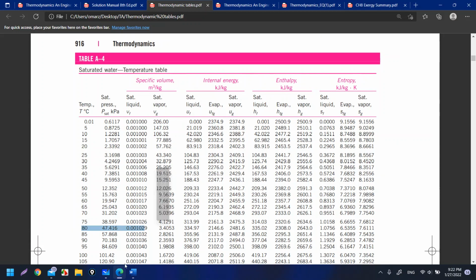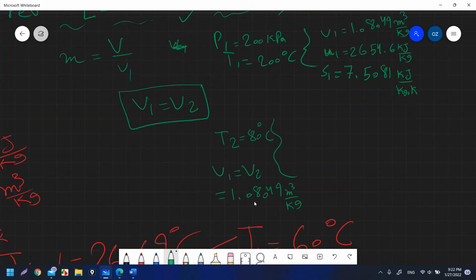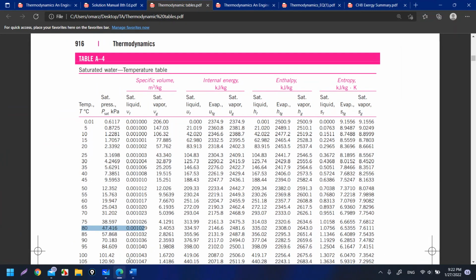And I have my specific volume, 1.08049. As you can see, it is between 0.001029 and 3.4053. Why am I comparing? Because I want to know if it is really a mixture and I have to use this table, or if it is superheated. If it is superheated, it will be higher than 3.4053, higher than saturated vapor. But it is between 0.0010129 and 3.4053, so it is a mixture.